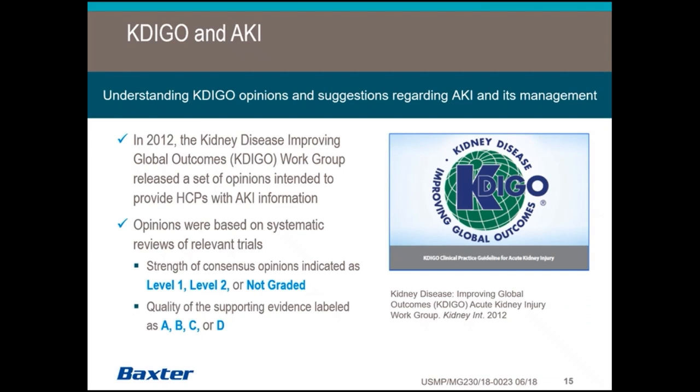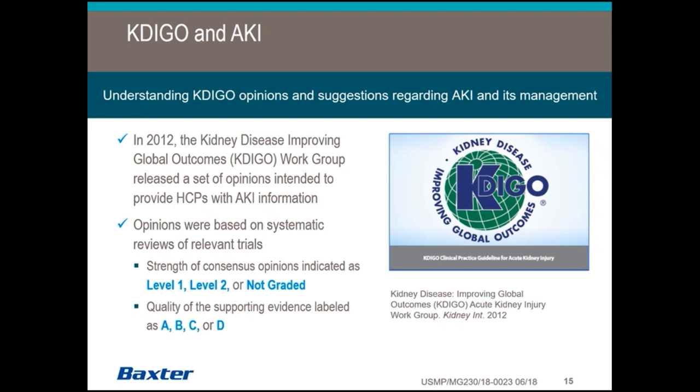In 2012, a set of guidelines were published to help guide clinicians in the management of acute kidney injury. These are called the KDIGO guidelines, Kidney Disease Improving Global Outcomes. This clinical practice guideline presents a set of information, opinions, and suggestions by the KDIGO work group. This is an international collection of AKI experts.